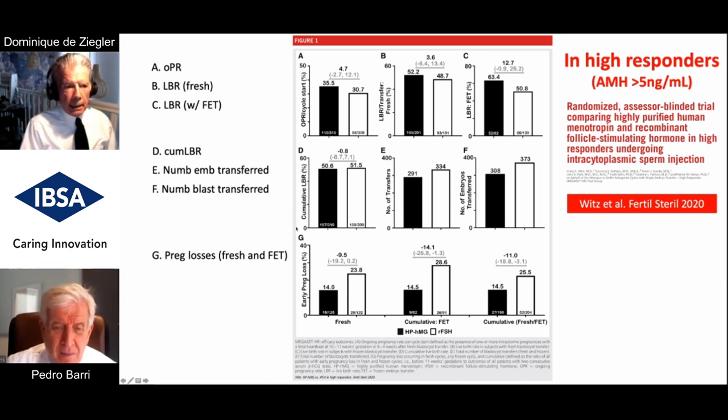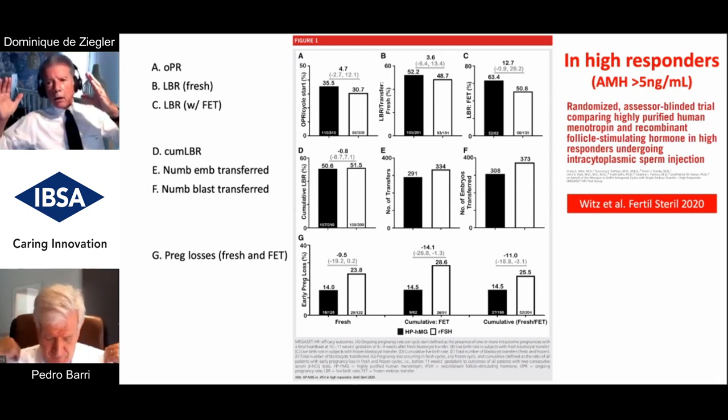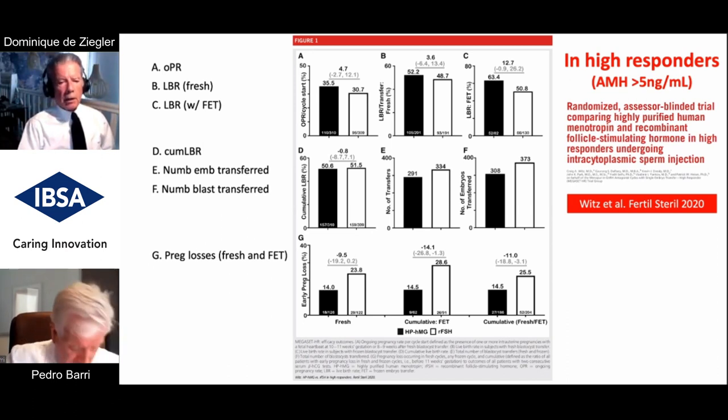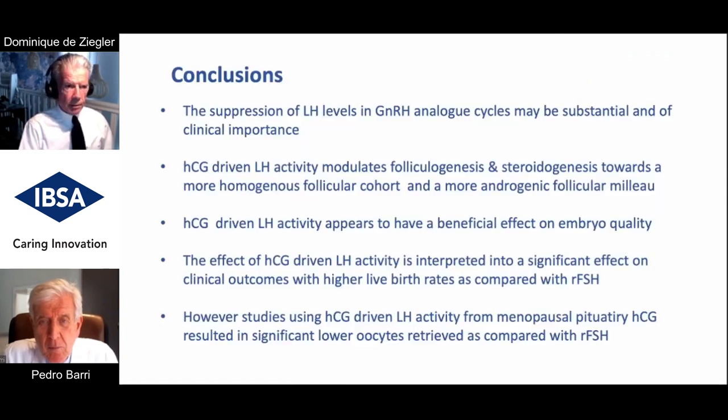When you look at pregnancy losses for fresh and FET, this is the fresh, and you have a lower pregnancy loss rate in the hMG as compared to the FSH. So this is an issue of quality. There are two issues there: quality of embryos and quantity. With hMG, you have a higher quality of embryos. This is cumulative with frozen embryo transfer. And you see that, again, you have a lower risk of miscarriage. hMG gives you better quality embryos.